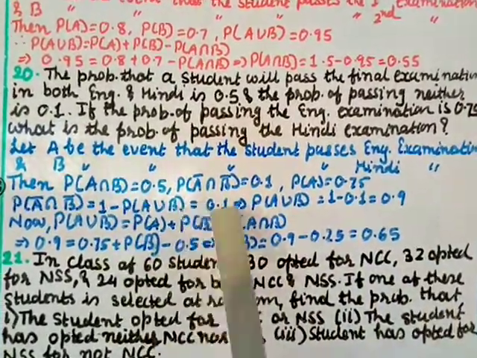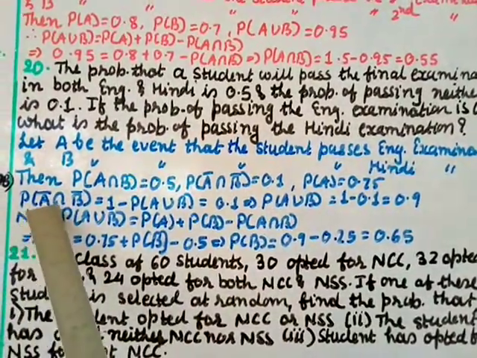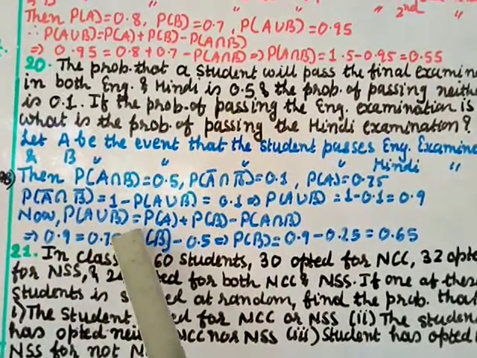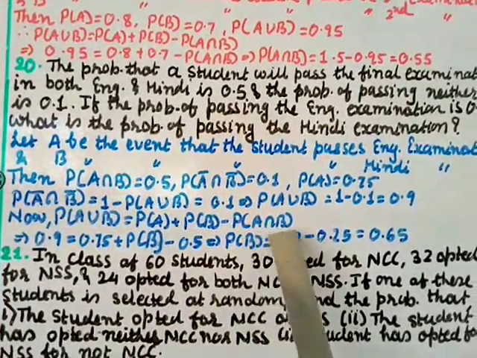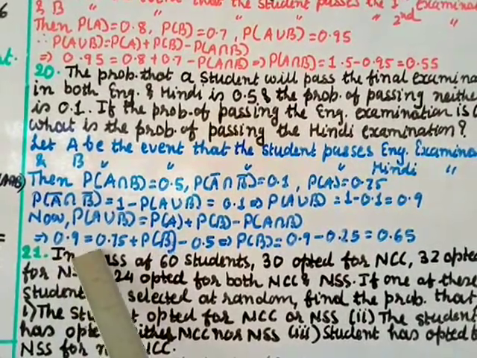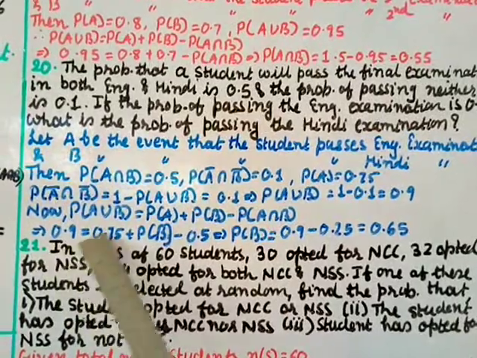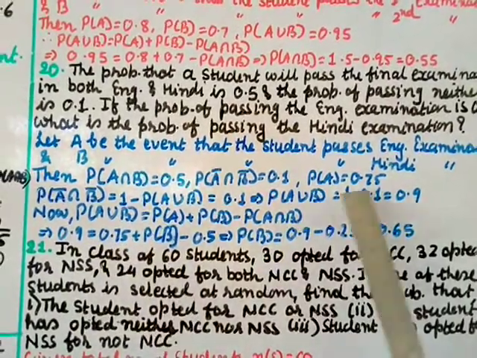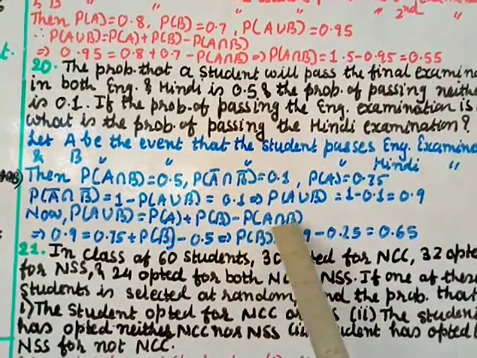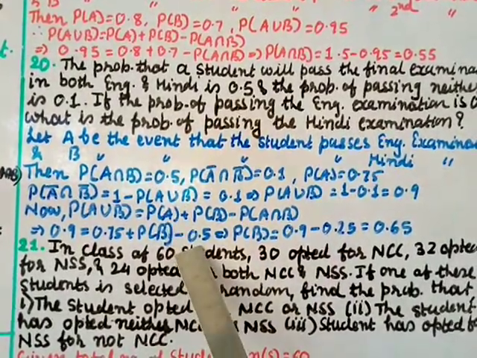Make sure here that you don't get confused, because this value I have put here from the given data. Now P of A union B equal to P of A plus P of B minus P of A intersection B. This is P of A union B is 0.9, what we found, equal to P of A is given to you 0.75 plus P of B minus P of A intersection B, P of A intersection B is 0.5, given in the data.